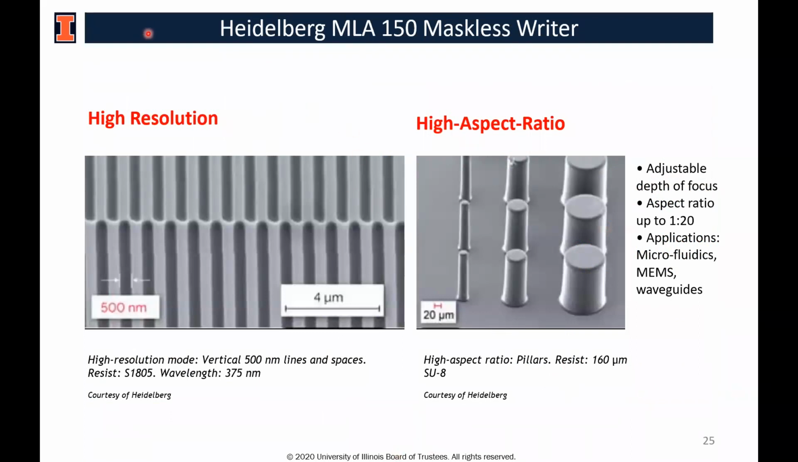Here you can see some of the examples of the Heidelberg, high resolution. With proper calibration and the amount of dose tests, line widths of 500 nanometers can be achieved. You can see we have a pitch of 500 nanometer line and space. Over here, it also offers a high aspect ratio. The aspect ratio is up to 1 to 20, and this type of application is used with SU8 photoresist, and it's used for microfluidics and MEMS and waveguides.